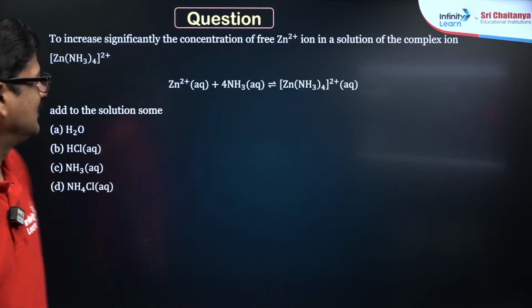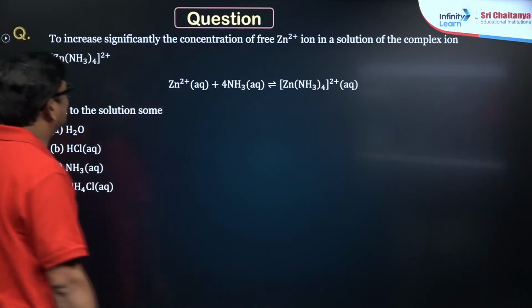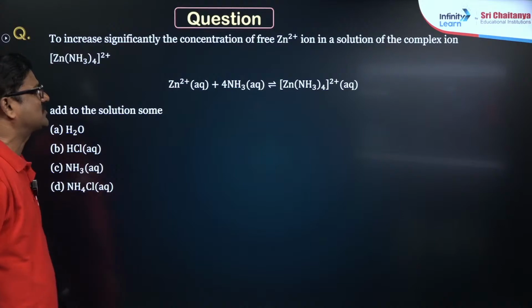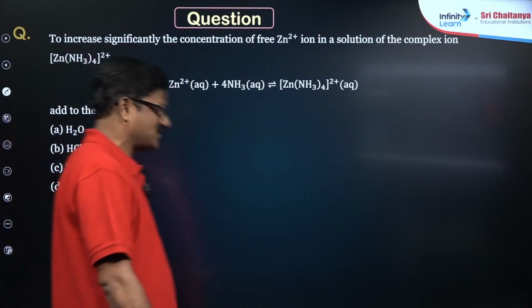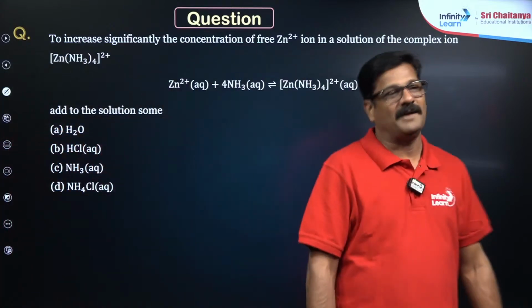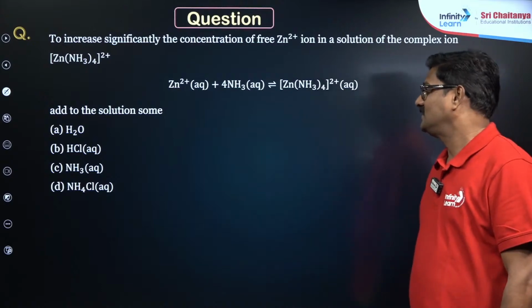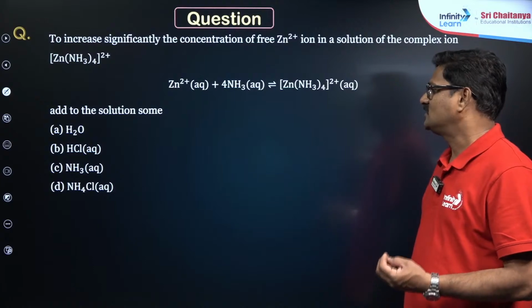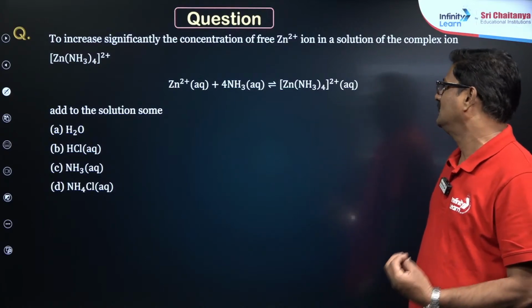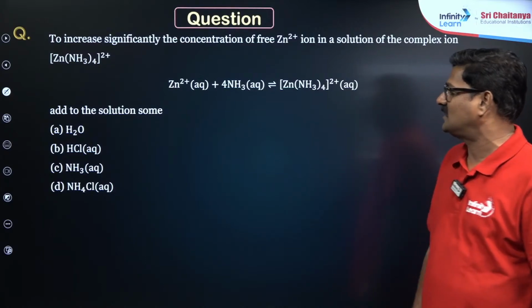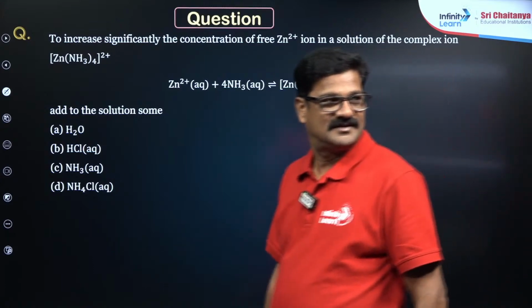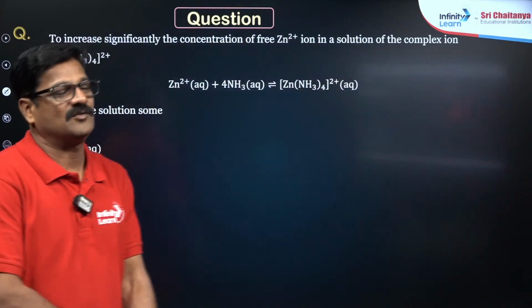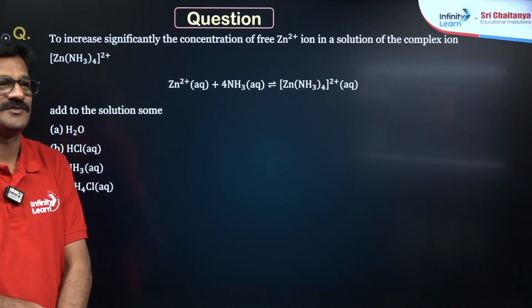Okay, right. And to increase significantly the concentration of free zinc 2 plus ion in the solution of the complex tetraamminezinc 2 plus, you are going to see this complex formation, add to the solution a little bit. So what can you do to do that? It's an analytical oriented question. Analytical oriented question.